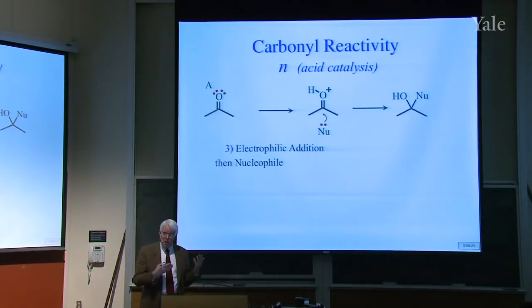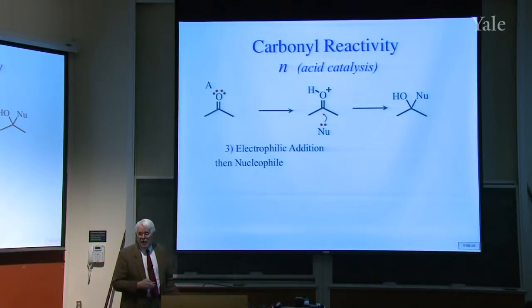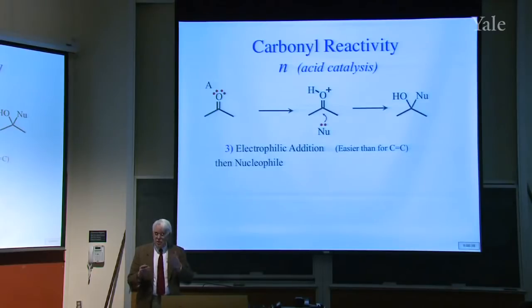And then brought a proton in later. Now we're bringing the proton in first on the oxygen and bringing the nucleophile in later. So we get compounds that have OH and a nucleophile on there. Now, what nucleophiles can you use? Notice that this is much easier than for C double bond C.